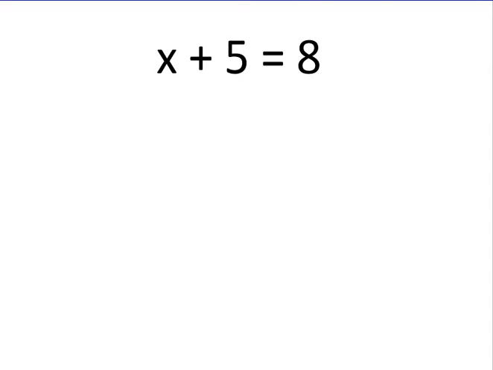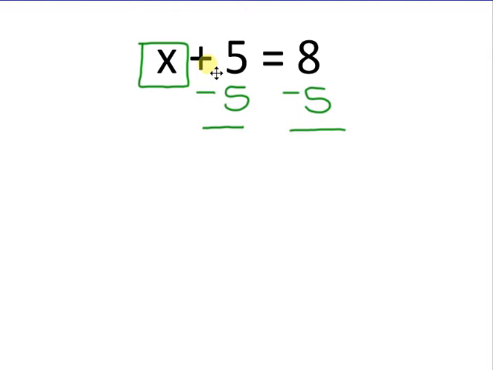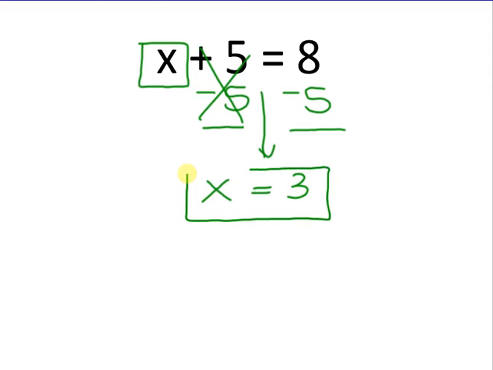All right, so this is the same one as the example, but let's take a look at it again. We're going to box our variable, and here we have a plus 5 attached to it. The opposite of plus 5 is minus 5, and whatever I do to one side of the equal sign, I have to do to the other side. I set up little equal signs. Plus 5 and minus 5 cancel each other out, and I bring down my x. I bring down my equal sign. 8 minus 5 is 3. And so x equals 3 is my answer.